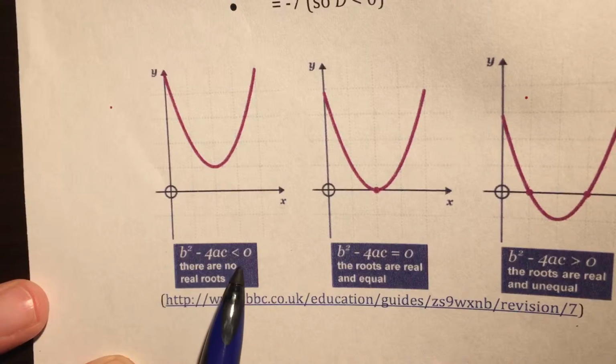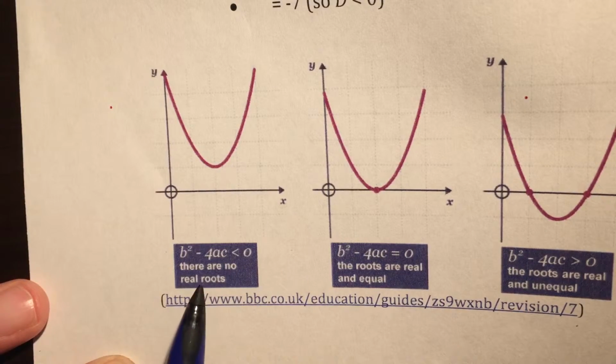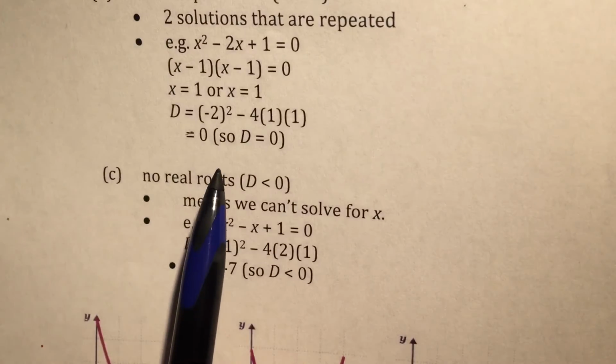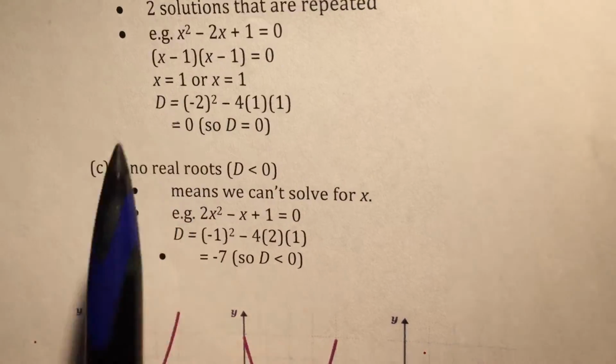This was the third case. b squared minus 4ac less than 0. There are no real roots. Or we could also have a case which was this one here. Remember, it was a repeated one, x equals 1.